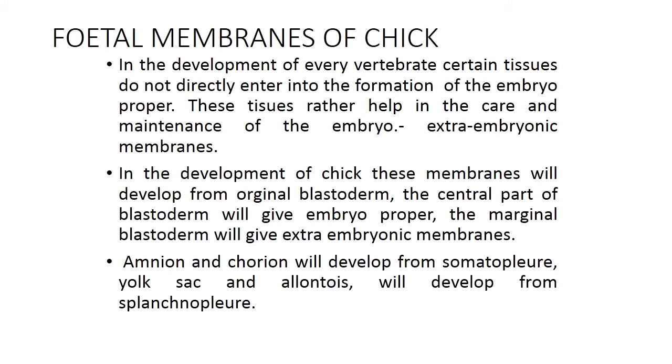Amnion and chorion will develop from somatopleure. Yolk sac and allantois will develop from splanchnopleure. So we talked about mesodermal cells. Mesodermal cells are attached to ectoderm cells as well as endoderm cells. And from somatopleure develop amnion and chorion, while from splanchnopleure, yolk sac and allantois develop.